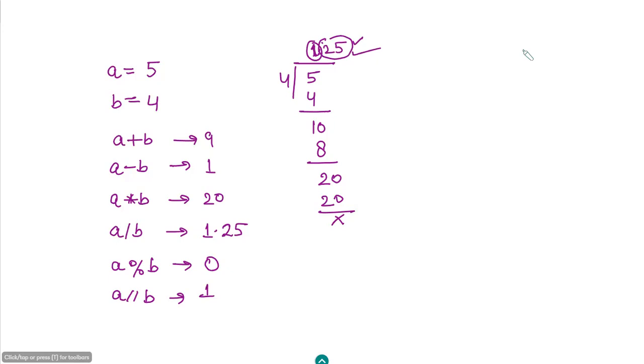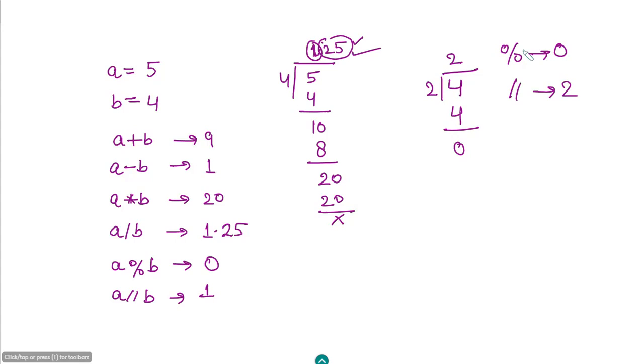Suppose we take one more example: 4 divided by 2. If I divide 4 by 2, 2 twos are 4. Then the remainder will be 0 and the quotient will be 2. The mod sign will return only the remainder of this number, so it will give 0, and floor division will return the quotient of the number, so it will return 2. Is it clear?